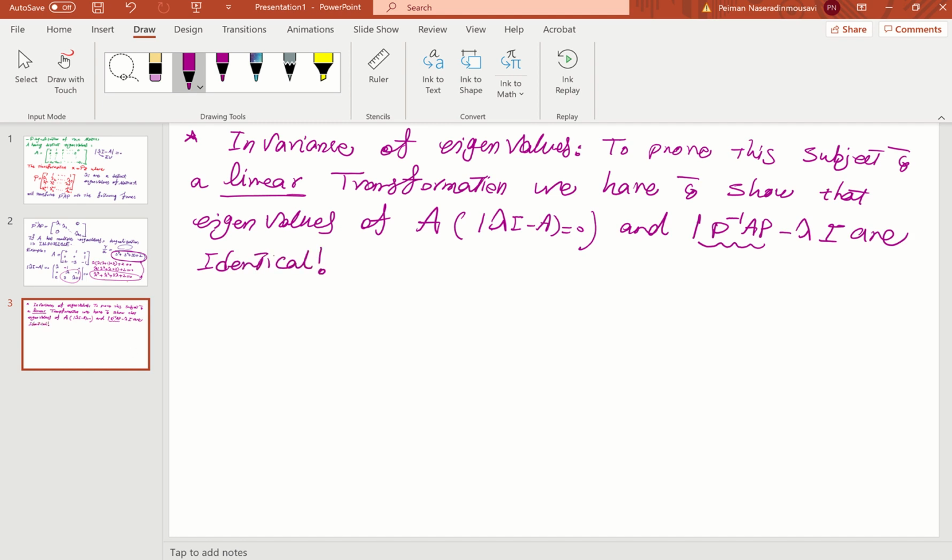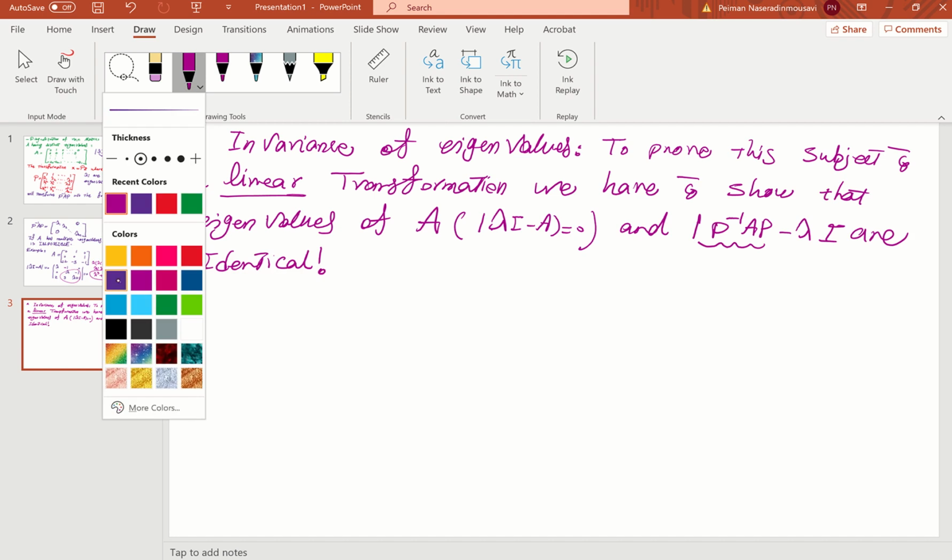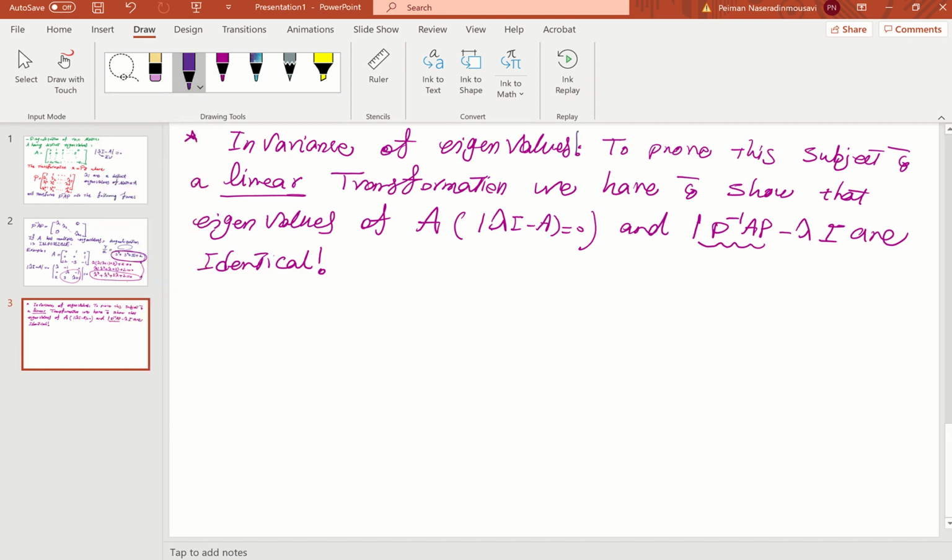Okay, so let us do that together, guys. The name of that is invariance of eigenvalues. So the original one is this original matrix, or we can start from here, guys. After that transformation that we did to diagonal for this case, minus lambda I, that's right.